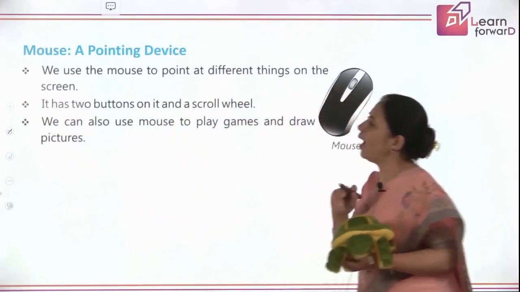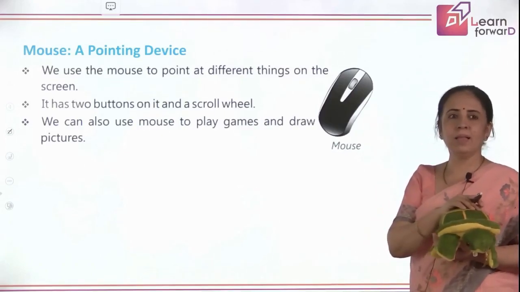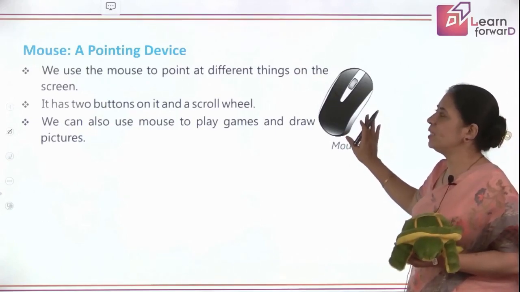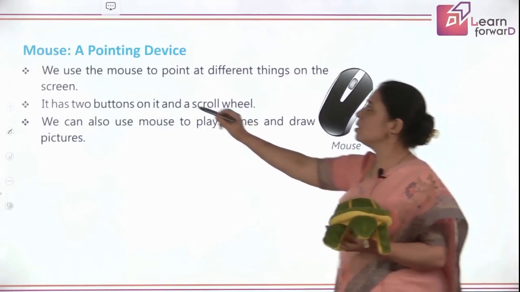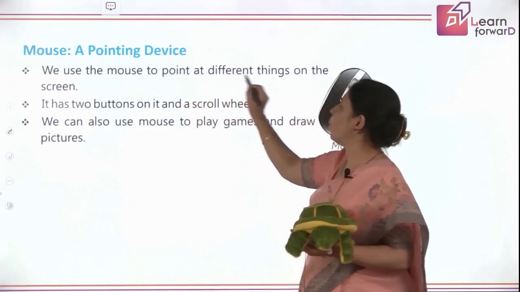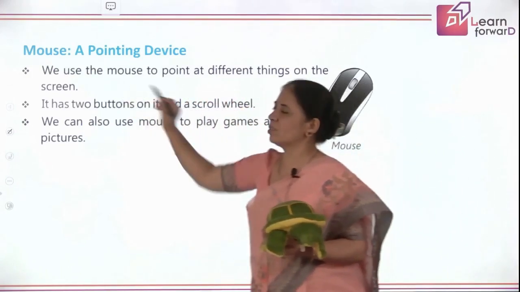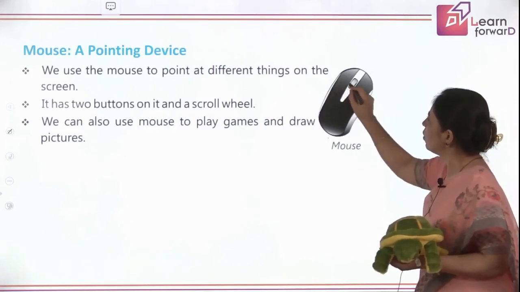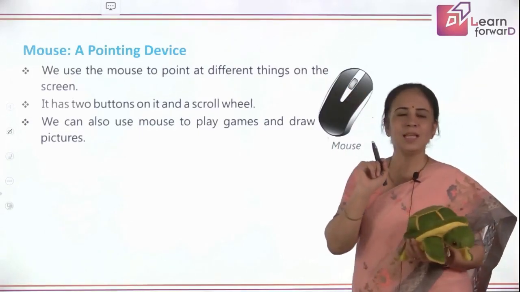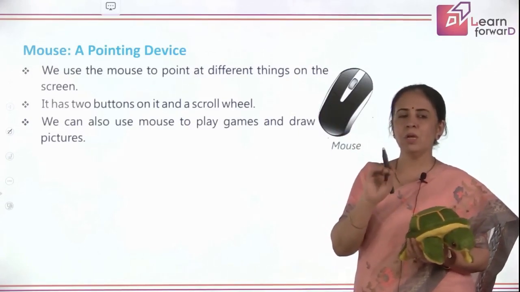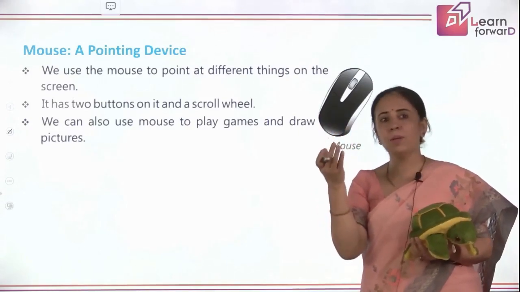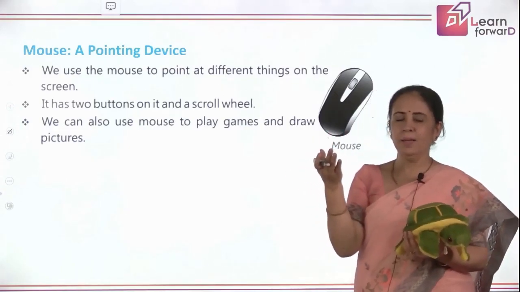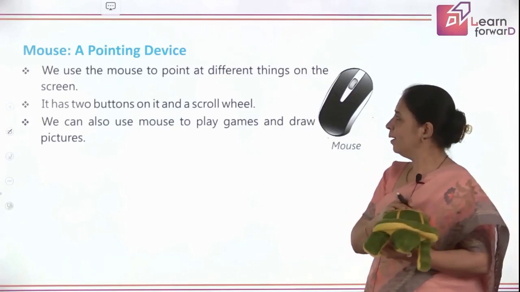Moving further, we have another device that is called the mouse. We say the mouse is a pointing device, because we use the mouse to point at different things on the screen. Wherever you want to point, suppose I want to point at this location, we are going to click the mouse, and by clicking the mouse, we get that particular folder open, or we get that particular icon clicked, that we are going to learn further, right?